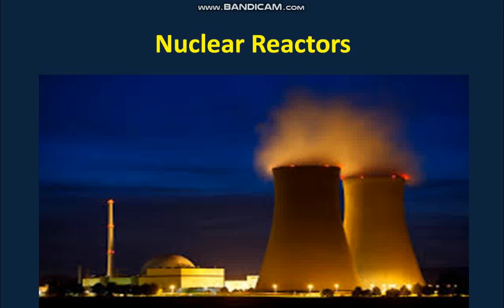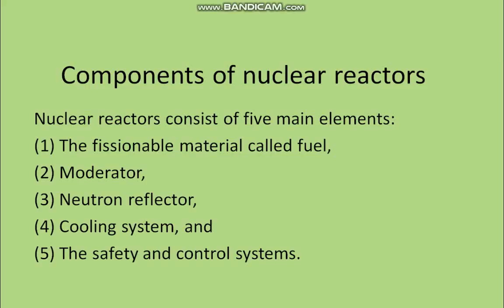The atom bomb is due to an uncontrolled chain reaction, but in a nuclear reactor, the chain reaction is brought about under controlled conditions. So we can say that a nuclear reactor is a device to initiate and control a sustained nuclear chain reaction. A nuclear reactor consists of 5 main elements. They are the fissionable materials called fuel, moderator, neutron reflector, cooling system, and safety and control systems.